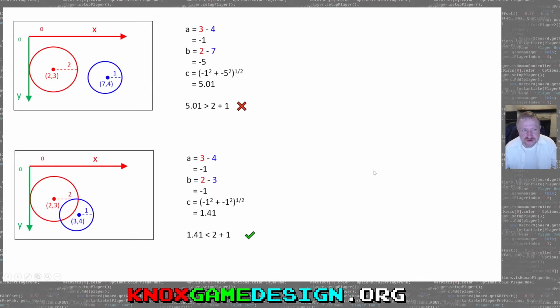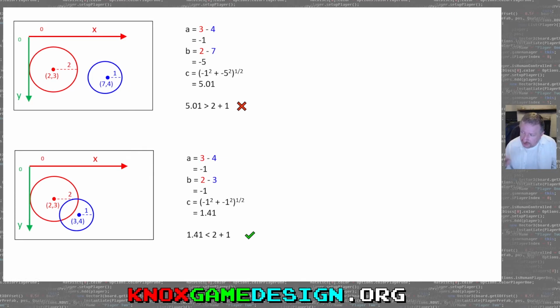So here's an example right here. We've got a circle with center point 2, 3 and a radius of 2. The second circle has center point 7, 4 and a radius of 1. So we calculate the A value. A's value is -1. The B value is -5. So that's the length of the two sides.